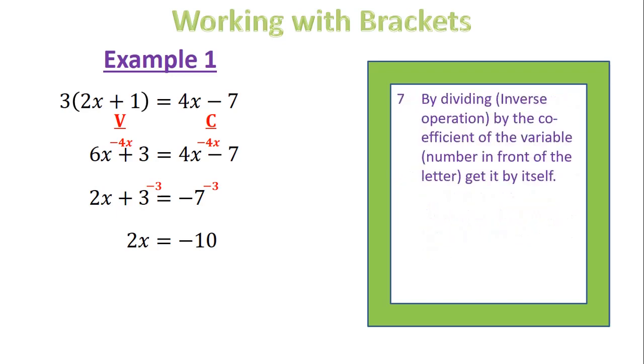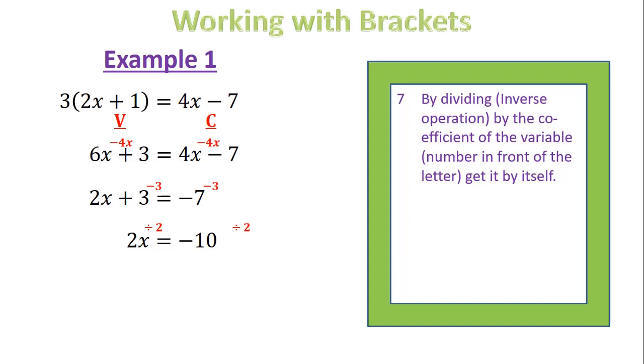Our last step, step 7, by dividing by the coefficient of the variable, get it by itself. What we have to do is divide by the number in front of x. In our example here, we have to divide by 2 because 2 is in front of x.